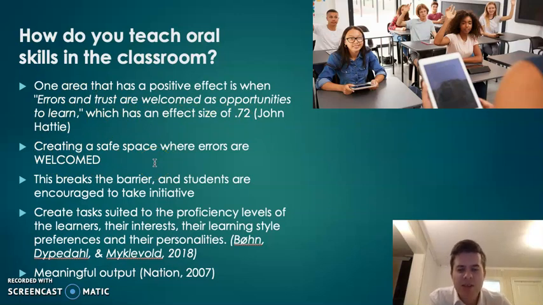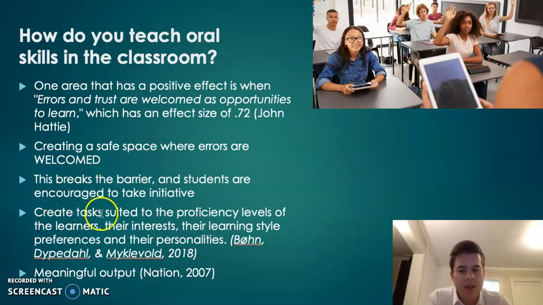Yes, you heard me right. We need to welcome errors because we want the students to take initiative. We want them to speak. We want them to learn. We want them to be active. We don't want them to just sit there and take information. We want them to participate. And so this breaks the barrier, and students are encouraged to take initiative.